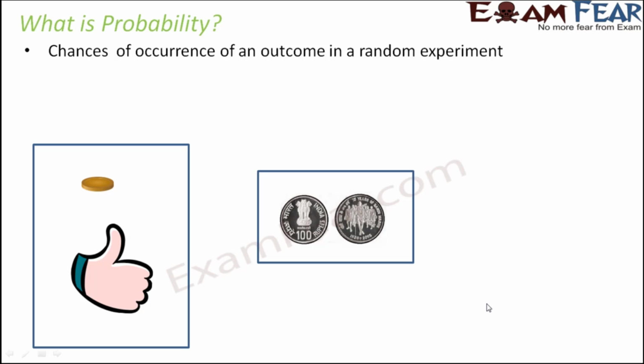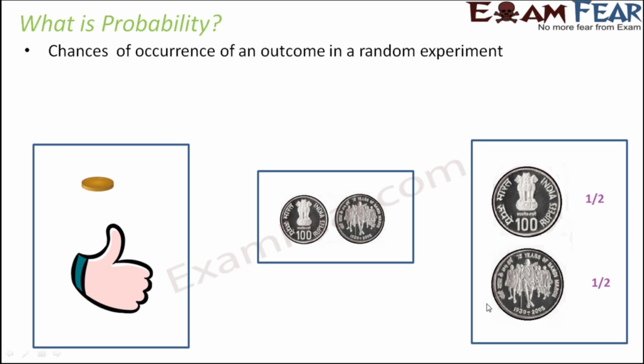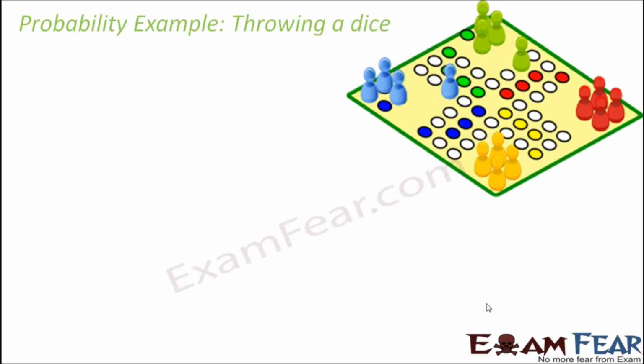There is a 50% chance that a head might come. There is a 50% chance that a tail might come. So how much is the chance of occurrence of a particular outcome in any random experiment? That is what we call probability. As we see, the probability of each, head as well as tail, is 1/2 because both of these are equally possible or equally probable.